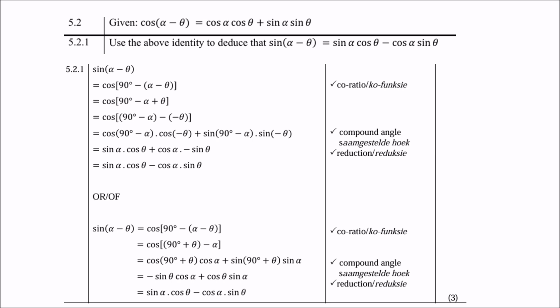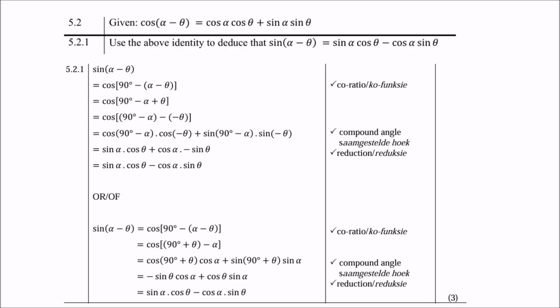Then again, cos of 90 plus theta is minus the sine of theta. This is a tricky one. This one we always get wrong. Cos of 90 plus theta. You expect it to be positive, but this is the one which is negative sine theta. So please be careful. Then, of course, the sine of 90 plus theta is the cos of theta. And then, of course, you can rearrange so you can have it as sine alpha cos theta minus cos alpha sine theta. To be able to master this deduction or proof, you need to go practice.